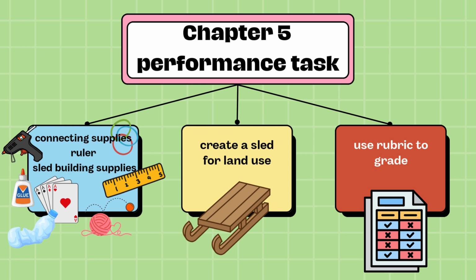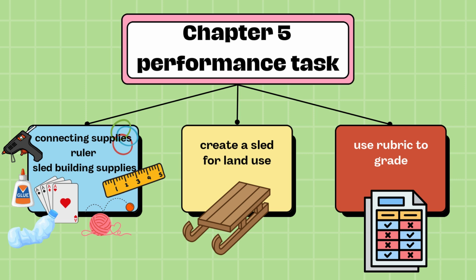For the performance task, students will design a sled that can travel over land instead of snow. This project helps them explore the relationship between speed and mechanical energy. Using materials like cardboard, bottle caps, and skewers, they'll build sleds adapted to roll on different surfaces. Trial and error is encouraged as students apply real-world engineering practices.